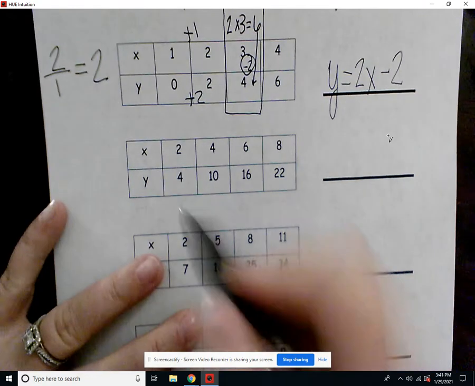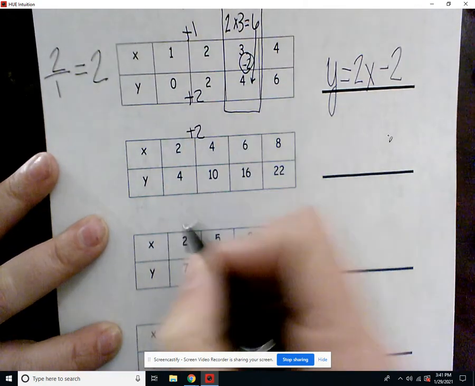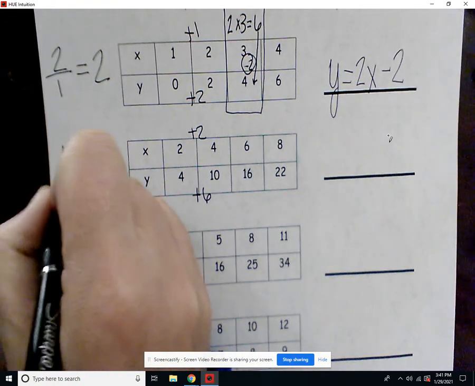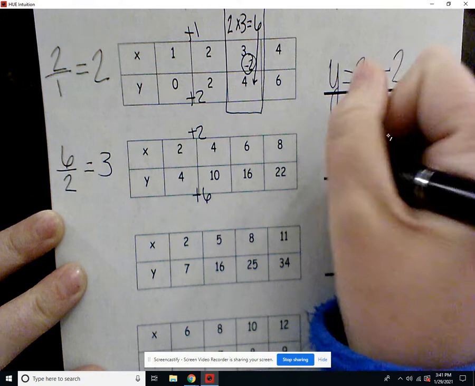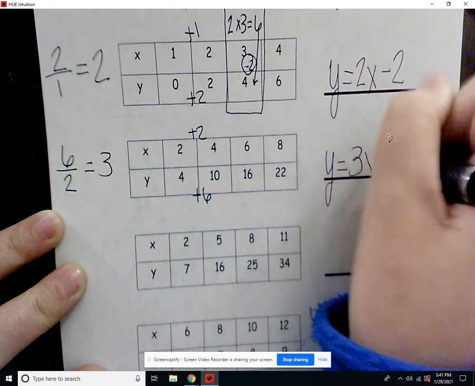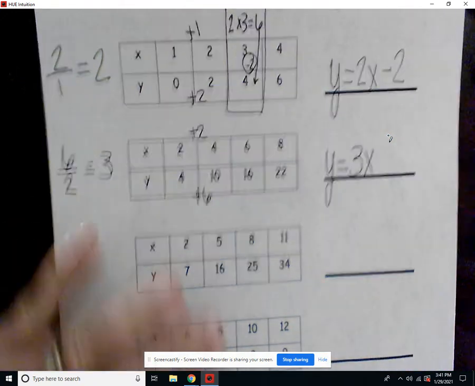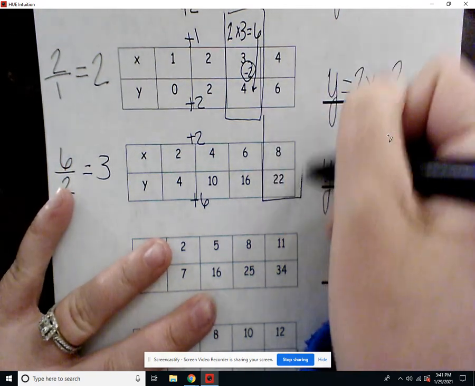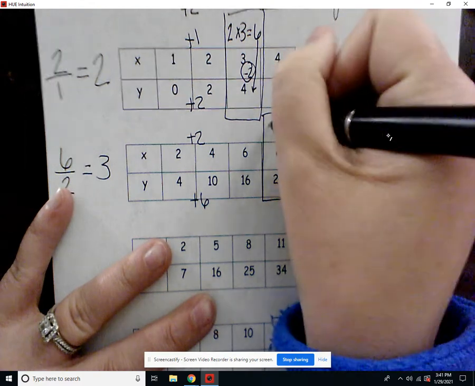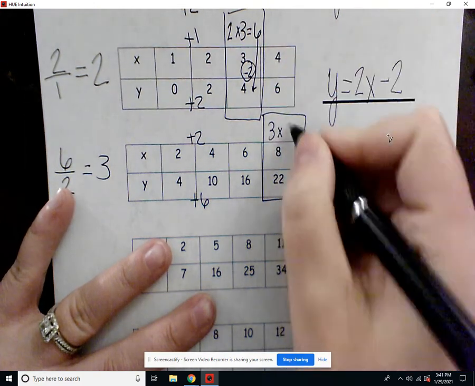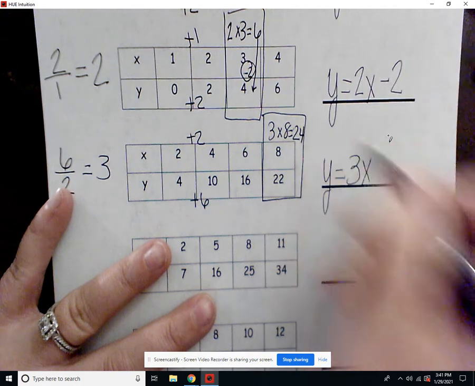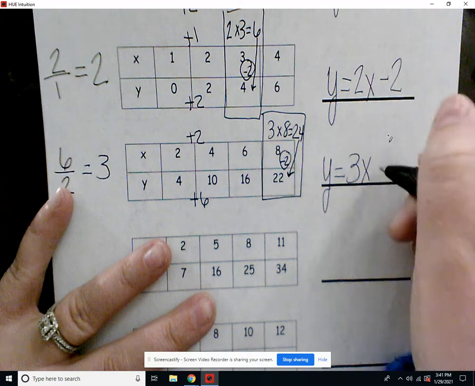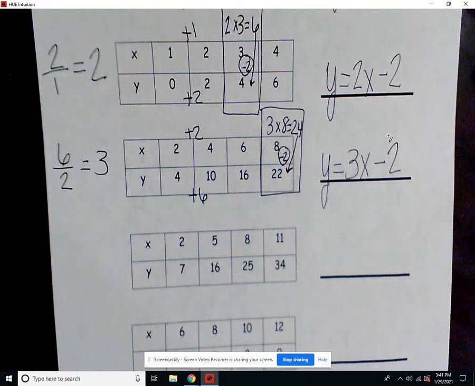All right, next one. Our x's are counting by 2's, and our y's are counting by 6. So we're going to have 6 over 2, which is 3. So that gives us y equals 3x. I'm going to pick 8. It doesn't matter which one, just pick one. So this one we're going to use 3, because that's what's next to x. So 3 times 8 is 24. And 24 to 22 is minus 2. So minus 2 is going to go at the end.